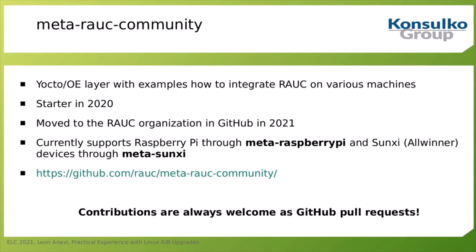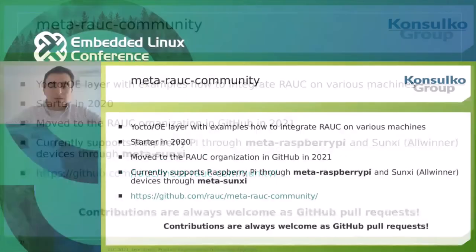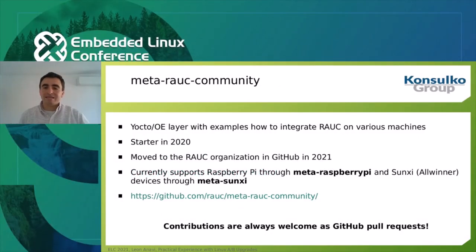Last year, in 2020, I made my contribution to meta-rauc by creating a layer called meta-rauc-community. The idea of this layer is to provide examples of how to integrate RAUC on various machines. On the previous slide, I showed you the list of steps, and there are so many steps that you should do in order to integrate RAUC. So if you have an example, it's always easier to get started. And of course, the obvious choice for this first example was to use a Raspberry Pi.